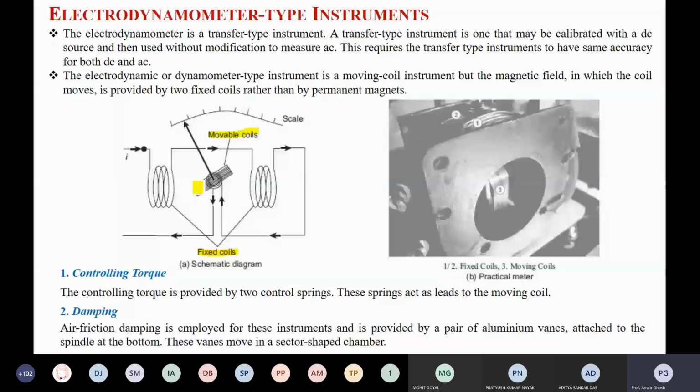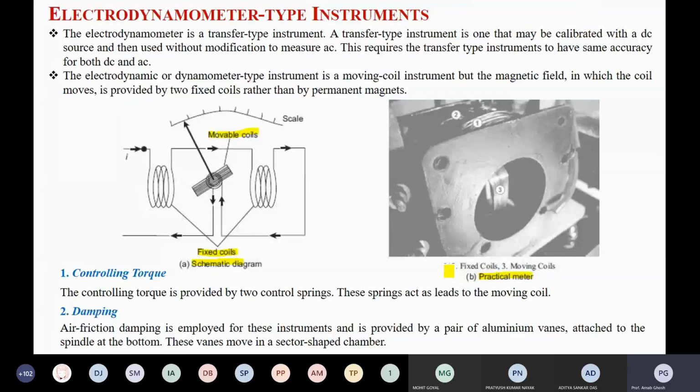The electrodynamic or dynamometer type instrument is a moving coil instrument, but the magnetic field in which the coil moves is provided by two fixed coils rather than a permanent magnet. That's the basic difference between your PMMC instrument and the dynamometer type instrument. First you can see the schematic diagram. Next one is your practical meter. So how will it look?